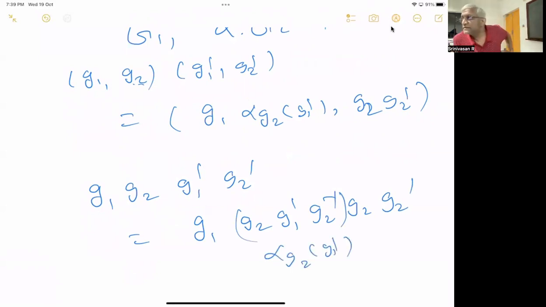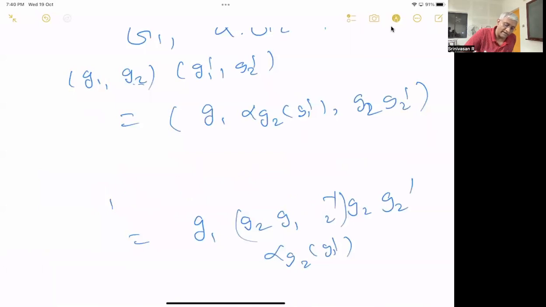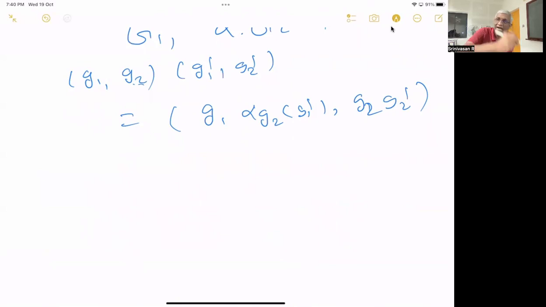Just writing the product, okay. Just to remember, this is like alpha g2 of g1 prime. So through this action, you define the product. So you have a G1, and you have a G2 which acts on it. If you take this kind of product, this is not a direct product. This is what is called the semi-direct product of G1 and G2.